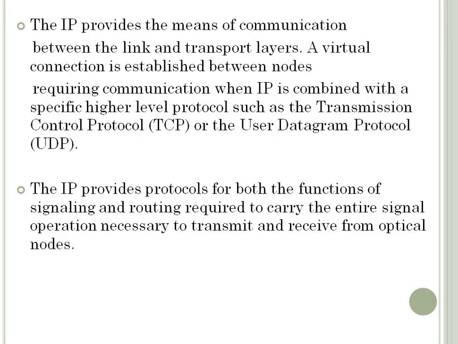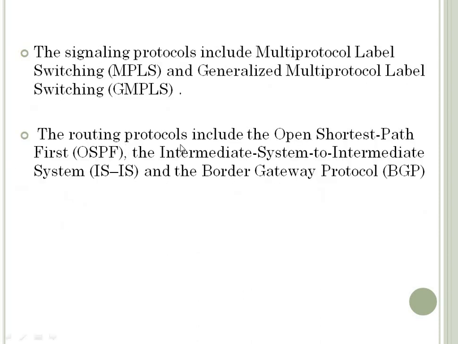The signaling protocols include multi-protocol label switching (MPLS) and generalized multi-protocol label switching (GMPLS), while the routing protocols include the open shortest path first, the intermediate system to intermediate system, and the border gateway protocol.